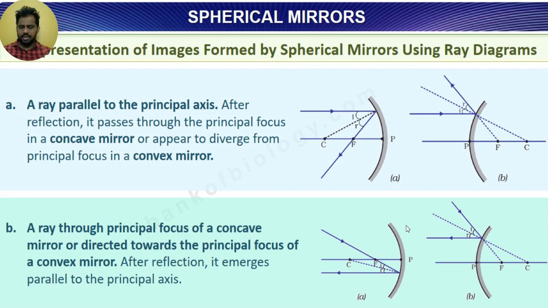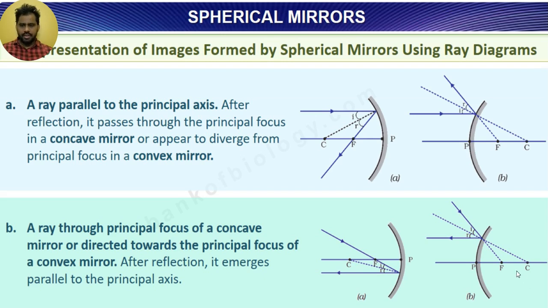Second thing we have to understand, a ray that is going through the principal focus of a concave mirror or directed towards the principal focus of a convex mirror, after reflection it emerges parallel to the principal axis. Okay, very straightforward. The ray passed through the focus, hit the concave mirror, then it has gone parallel to the principal axis. Same thing happens in case of convex mirror. It hits the convex mirror, it gets deflected, and then when we take it back, it passes through the focus.